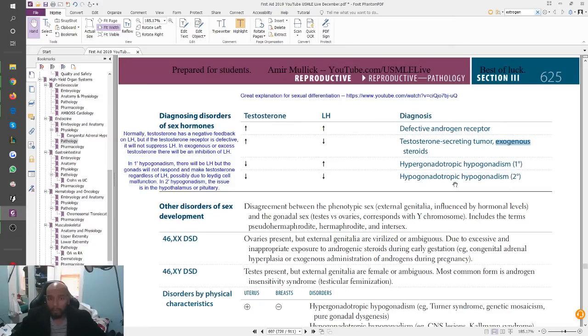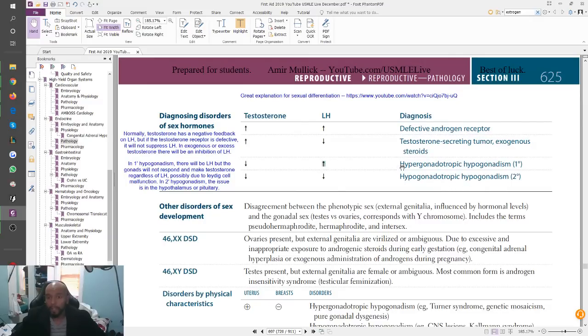Now, what are these two about, primary versus secondary? In primary hypogonadism, you don't have functioning gonads, something is wrong. It says hypergonadotropic hypogonadism. There will be LH, but the gonads will not respond and make testosterone, regardless of LH, possibly due to Leydig malfunction. So you see how you're making a lot of LH, but you're unable to make testosterone. In both of these cases, you're unable to make testosterone because you're hypogonadic.